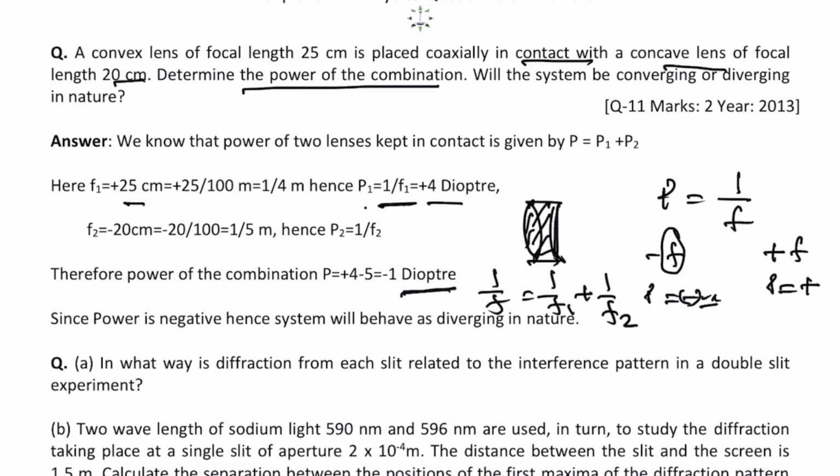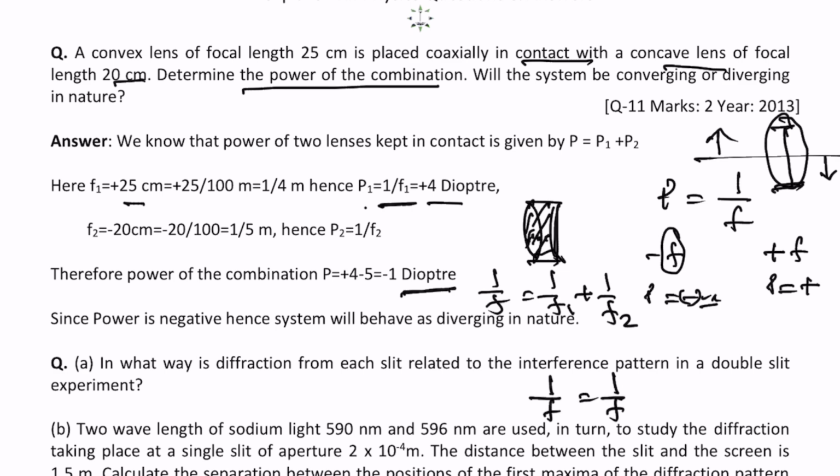What is equivalent focal length? Instead of two lenses, if we want to keep a single lens, and if it can produce the same image of an object where this combination was producing, this single lens is called the equivalent lens, and the focal length of this equivalent lens is called equivalent focal length. So what is the relationship? Suppose F is the equivalent focal length, 1 by F.